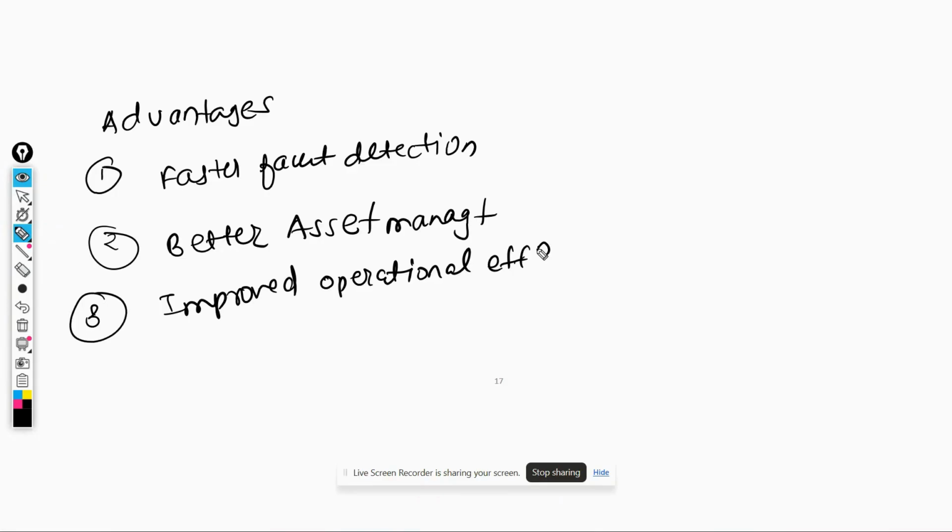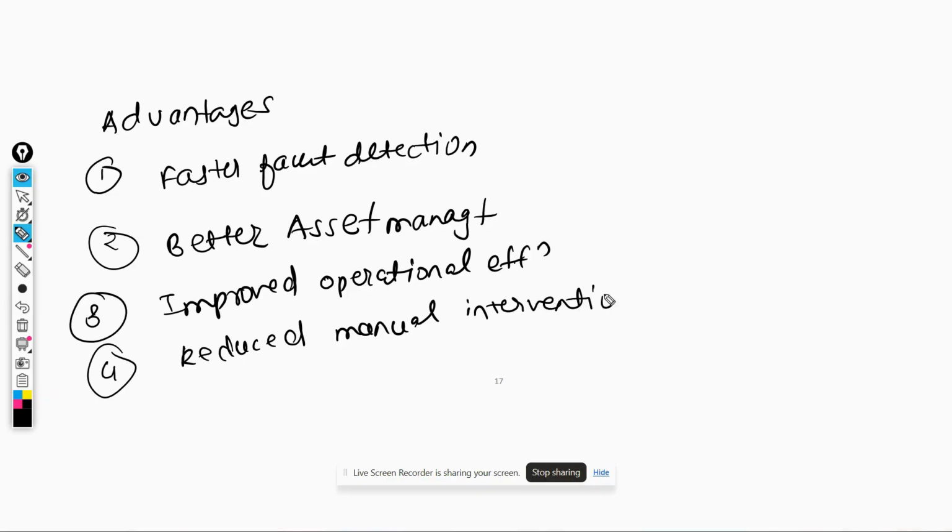And the last advantage was reduced manual intervention. So many operations that previously required engineers to visit substations became automatic. So this reduced both manpower requirements and operating costs.